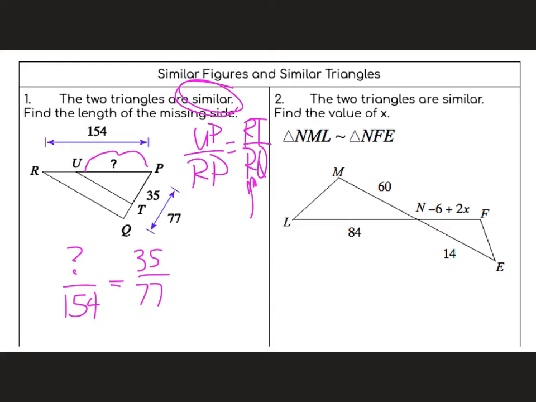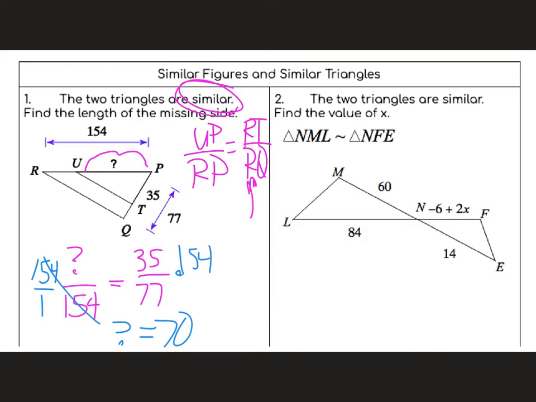So to solve this problem, we have question mark divided by 154, so I'm just going to multiply by 154. It's called multiplying by the reciprocal. And if I do that, that's going to be 2, so that's going to be 70. That's all you got to do there.